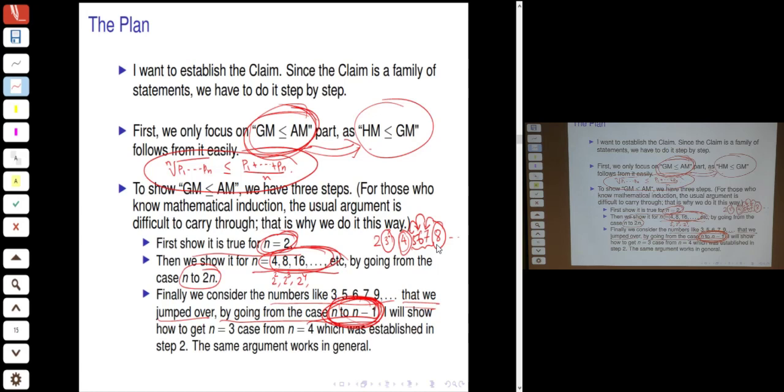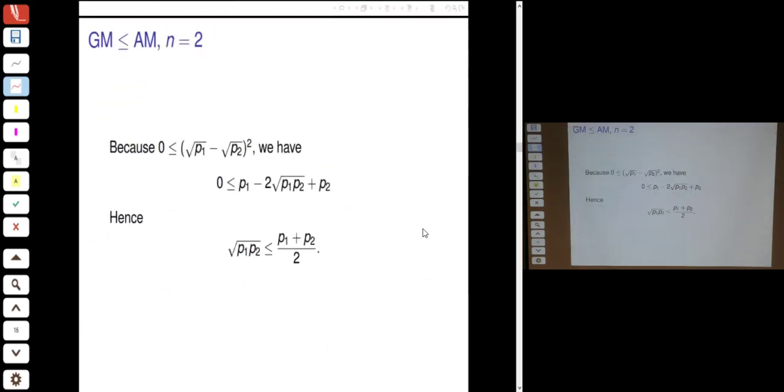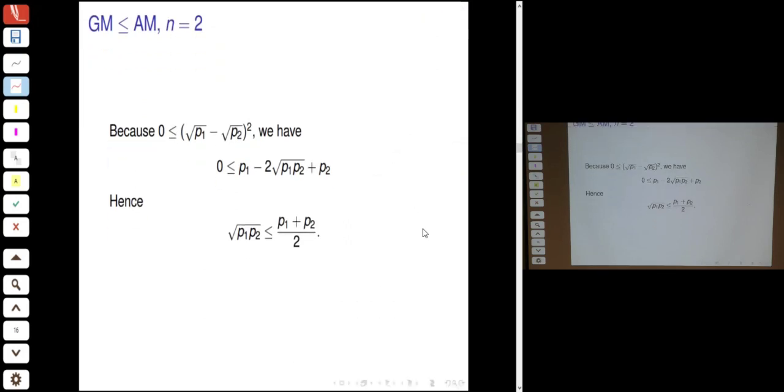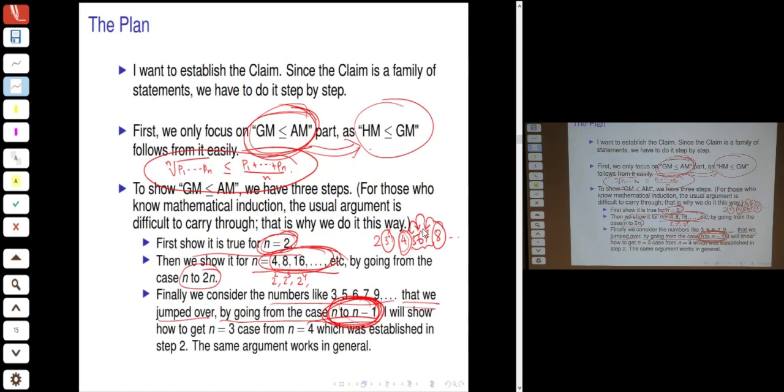In this way, you can cover the gap between every 2 successive powers of 2, and you will have proved it for any collection of real numbers p1, p2, p3, p4 up to pn. Okay? So, this is the strategy. So, let us look at it for the case. Any questions about this? Any questions?